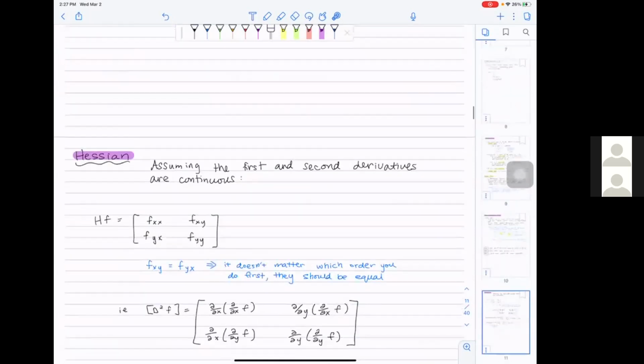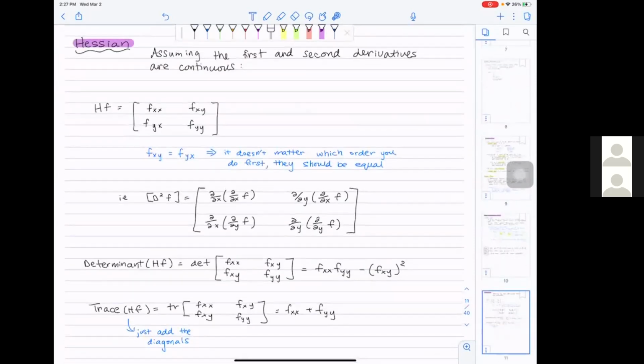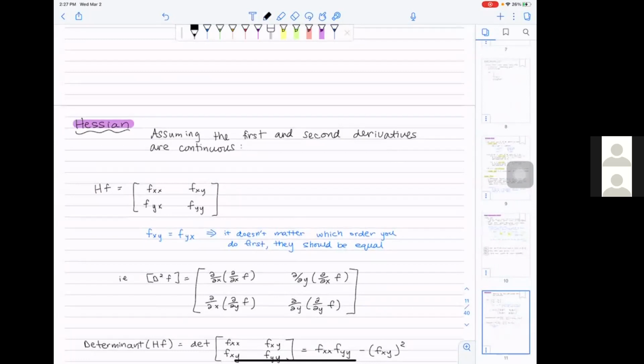Then, let me introduce the Hessian in order to introduce the second derivative test. If you assume that your first partials and second partial derivatives are continuous, you'll notice that your Hessian matrix is symmetric. Oh, I forgot to say that, to ease notation, this f sub x represents the partial of f with respect to x. That's just so that we're not writing partial f, partial x every single time.